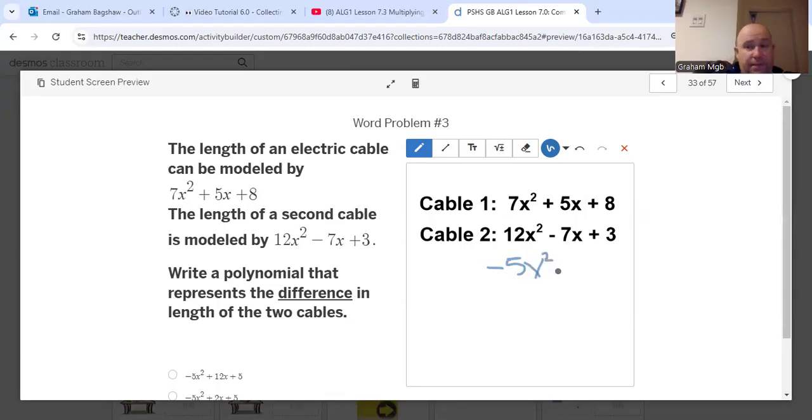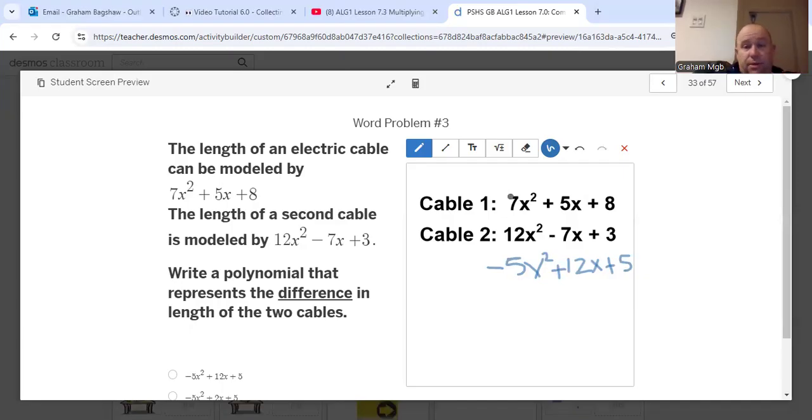5 take away -7. We've got to be a little careful when we're doing that one. That one would be 12. And we should be checking on Desmos just to make sure. And 8 take away 3 is 5. So plus 5.